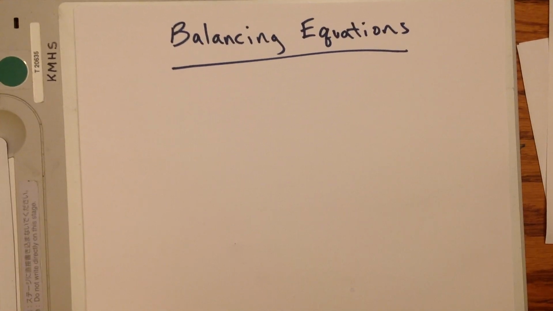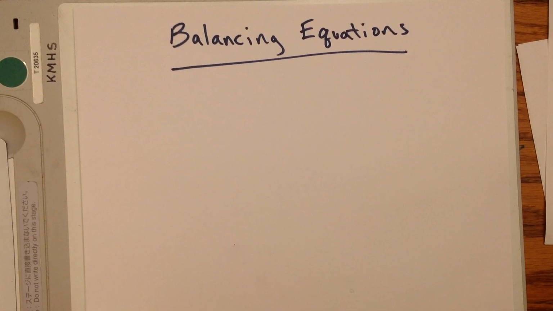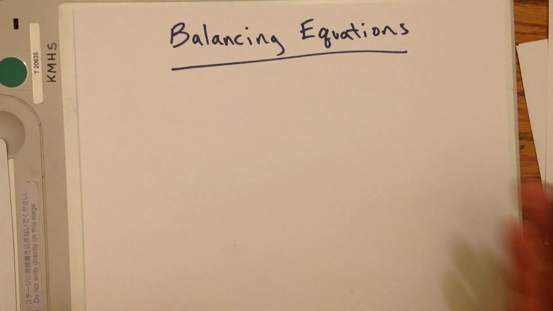All right, let's get started on balancing equations. Remember, the law of conservation of matter states that matter is neither created nor destroyed in an ordinary chemical reaction. So because of that, whatever is on one side has to be on the other.